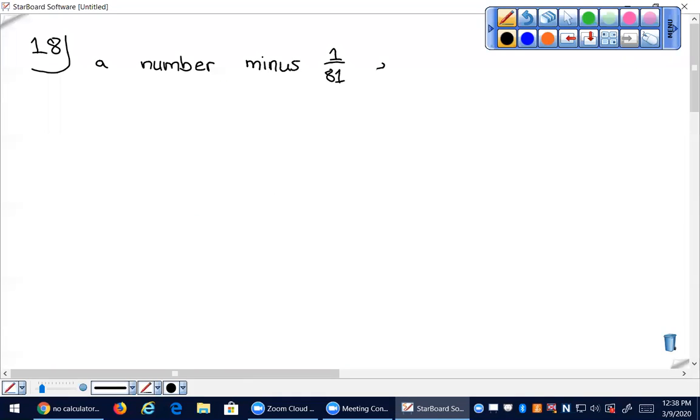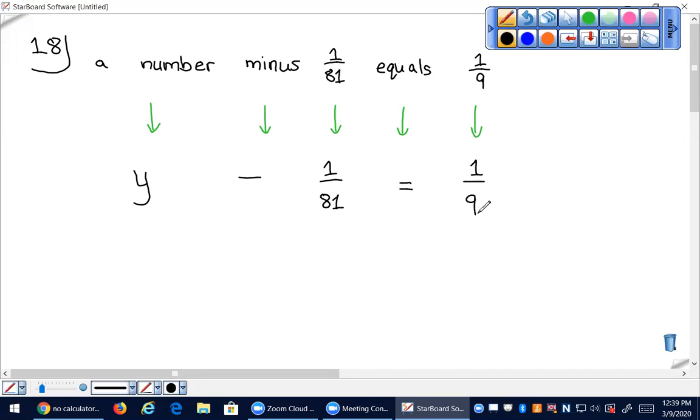A number minus 1/81st equals 1/9. I figured once you showed me, I'd probably figure it out. You're good at these. I've seen you do them. Okay, so a number minus 1/81 equals 1/9. We're going to translate things. A number becomes our letter, whatever letter you like, minus becomes minus, 1/81 equals 1/9. Everyone okay with so far? I've just copied it again and translated it.